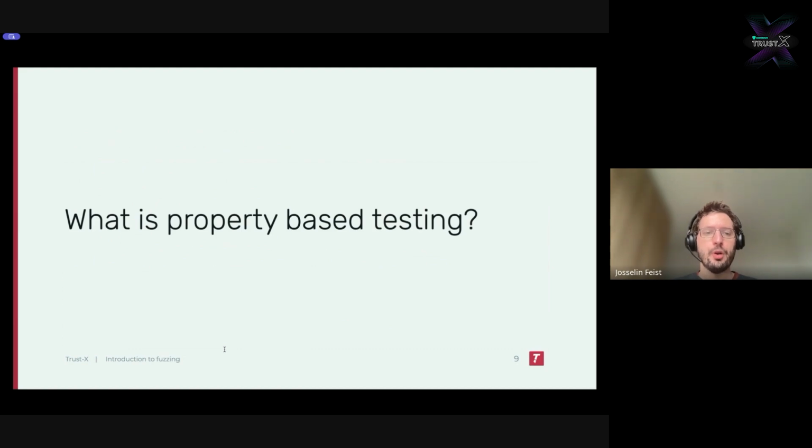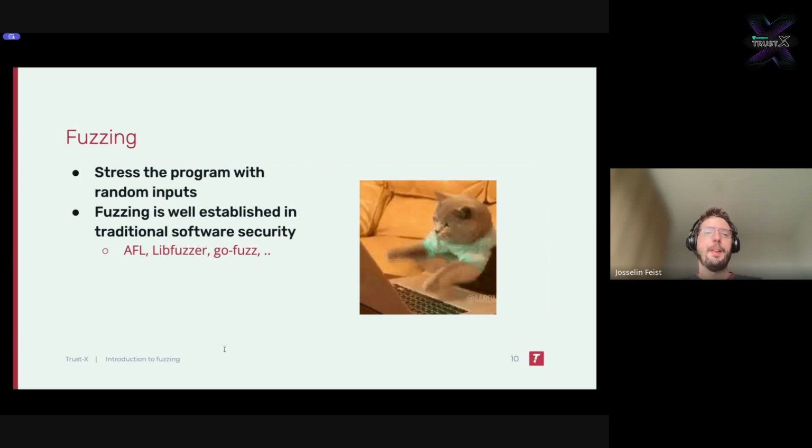So the first question you might ask yourself is, what is property-based testing? We need to understand what fuzzing is, because I've mentioned the term a couple of times already today. On a really, really high level, fuzzing is just a technique which is going to generate random inputs to your program to stress it.